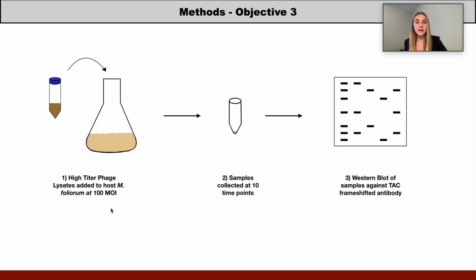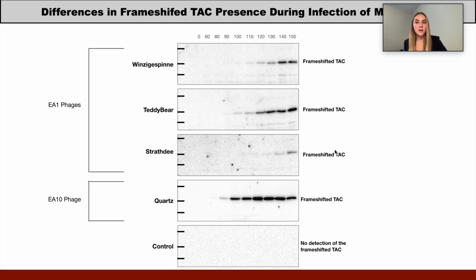So we added high titer phage lysates to the host Mycobacterium foliorum at a multiplicity of infection of 100. We then collected the samples at 10 different time points and ran our Western blots against our antibody. So here are our results. We can see that there's a difference in the timing of the tail assembly chaperone production as well as the abundance, even within the same cluster. And it's also important to see the differences between the EA1 cluster as well as the EA10 cluster.